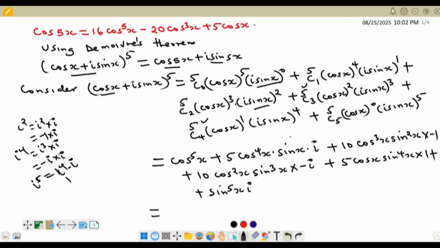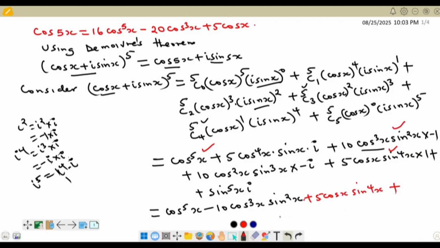Let us have the terms without i. So we shall have cos to power 5 of x. Then this one will be minus 10 cos to power 3 of x, then sine squared of x. Then we also have this one here, which is plus 5 cos of x, then sine to power 4 of x.